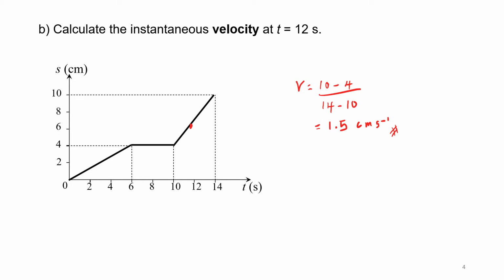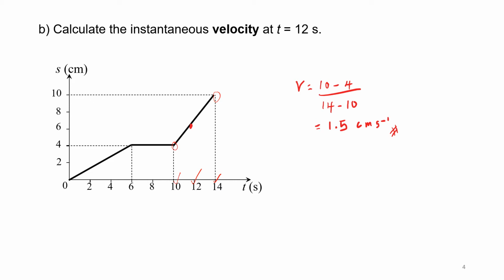Now question B. Calculate the instantaneous velocity at t equal 12 seconds. From time 10 seconds to 14 seconds, velocity is constant. Therefore, velocity at time 10 seconds equals velocity at time 12 seconds and equals velocity at 14 seconds.